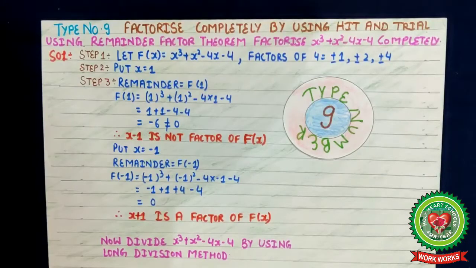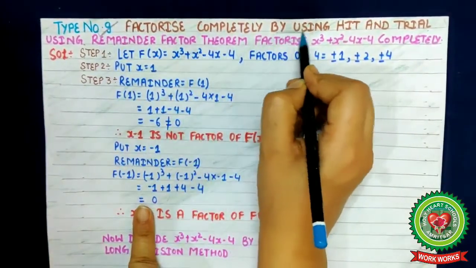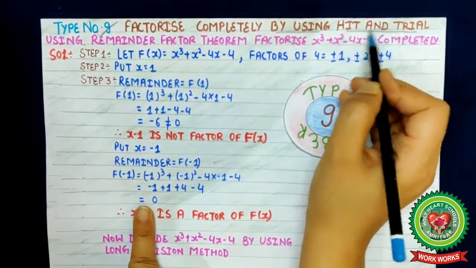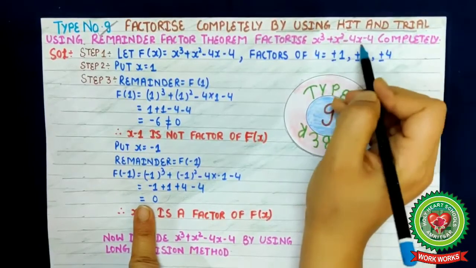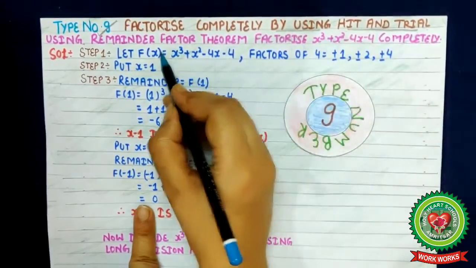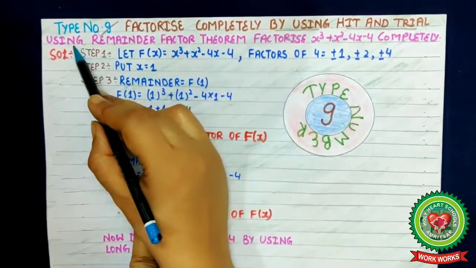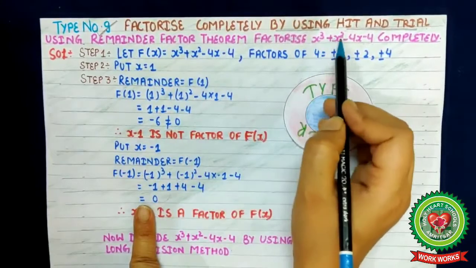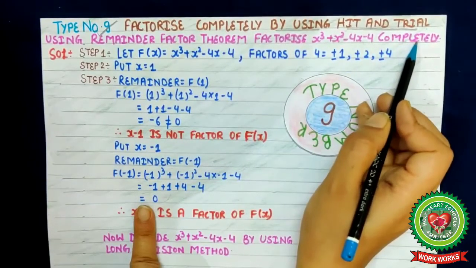Now come to type number 9, that is to factorize completely by using the hit and trial method. What is this hit and trial method? In this method, we will not be given any binomial. Here we have to find the factors ourselves. So let's start with the sum. Statement is: using the remainder factor theorem, factorize x cube plus x square minus 4x minus 4 completely. So now we have to find out the binomial ourselves.